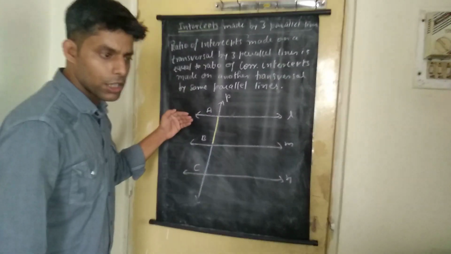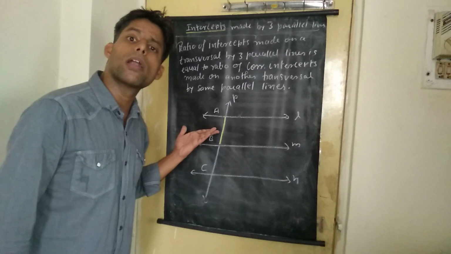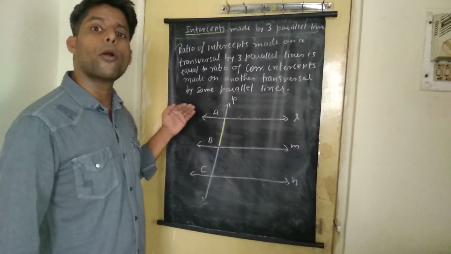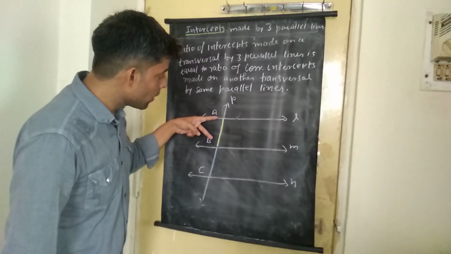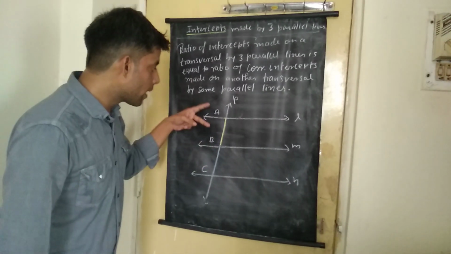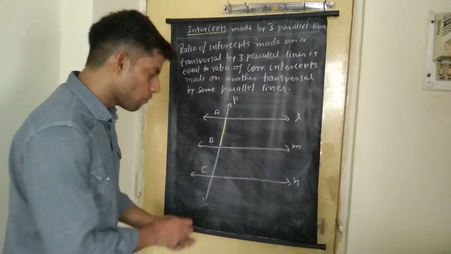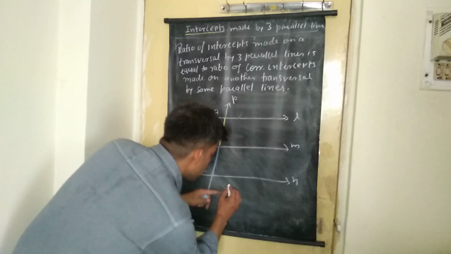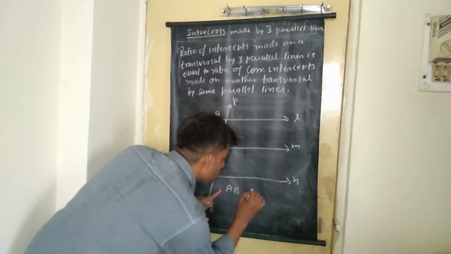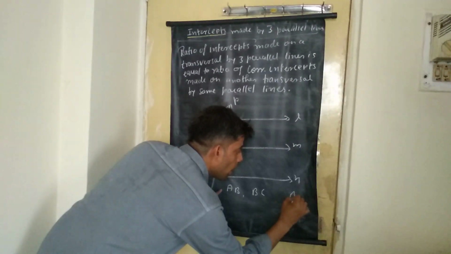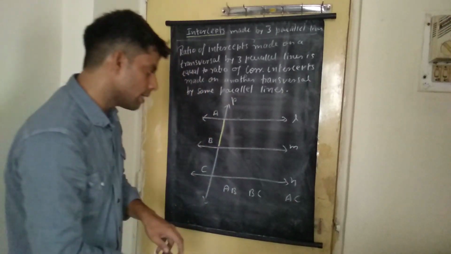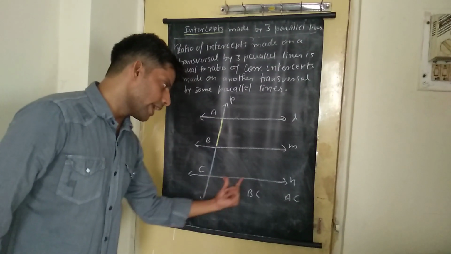We need to form the ratio. Now you are very clear that the word ratio is nothing but what? Something upon something. And when we are talking about ratio of intercept, that means we can have AB upon BC. So first just let me write down the intercepts here. AB, BC and what? AC. These are the intercepts.